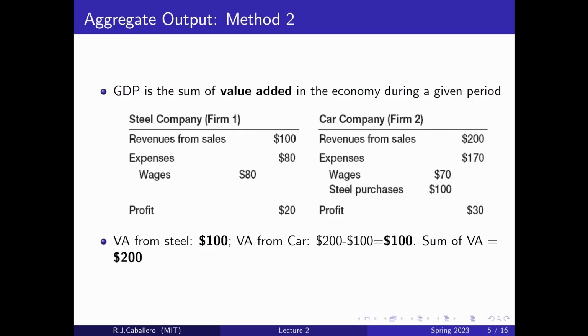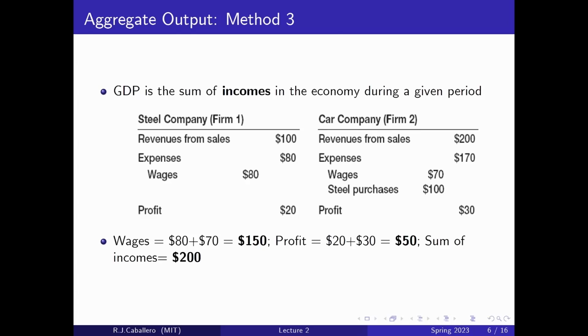So same answer. And the third method, these two methods that I just described are production methods. You're measuring the production side. The alternative is to look at the income side. And the income side says let's sum all the incomes in the economy. And the incomes are income to workers, wages, and income to the owners of capital, profits. Income to workers is $80 plus 70, that's 150. Income to owners of capital is 20 plus 30, that's 50. So 150 plus 50 is again 200. So these are three equivalent ways of measuring output.